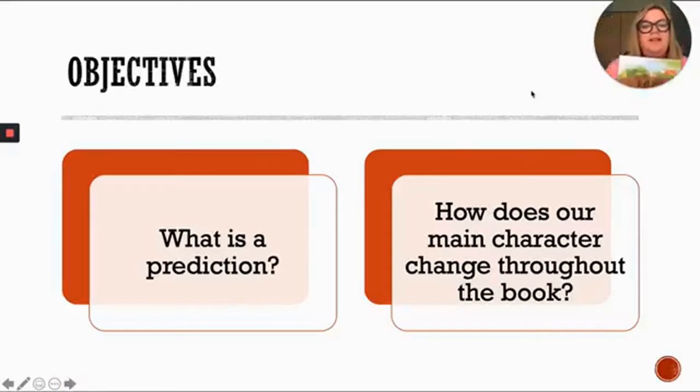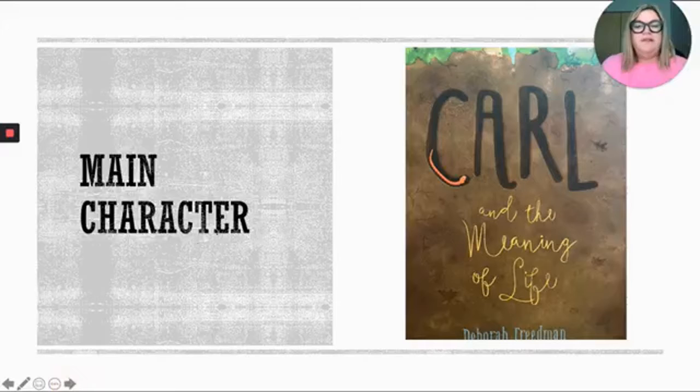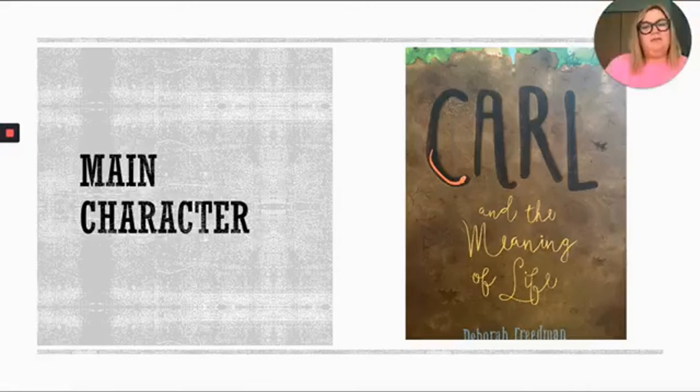So today we're going to learn about what a prediction is. This is a type of strategy that readers use to understand a book. And then we're going to pay attention to our main character, Carl, and how he changes through the book. Carl doesn't know where he belongs, and he's going to go on a journey in this book, and we're going to figure out where he belongs.